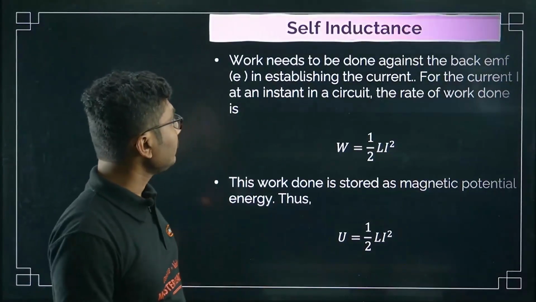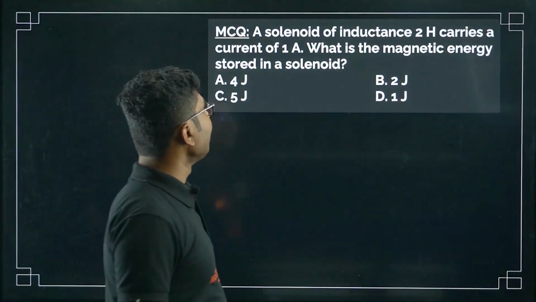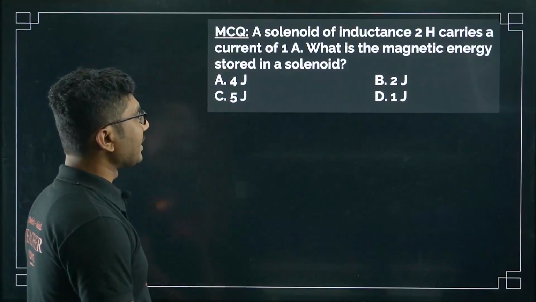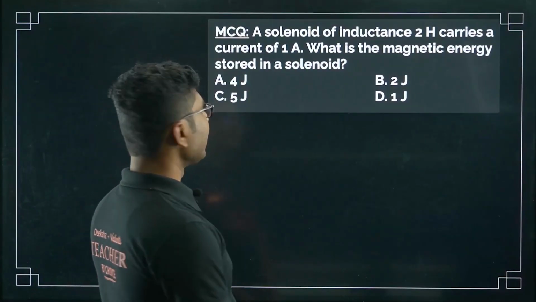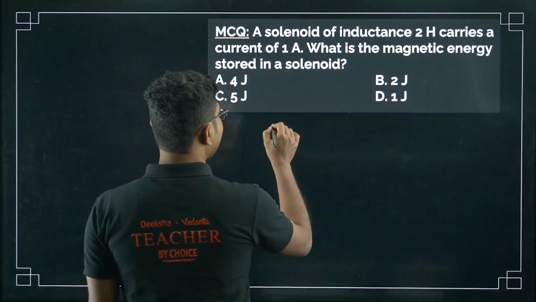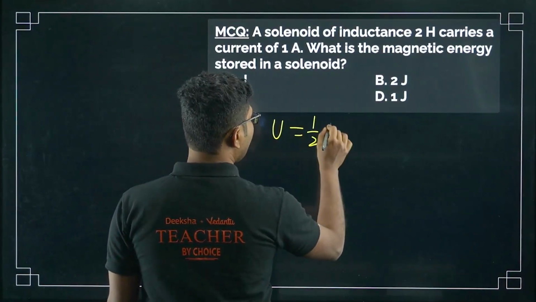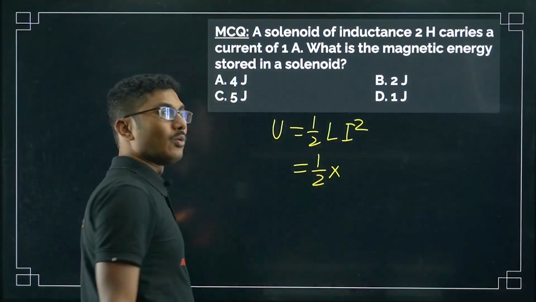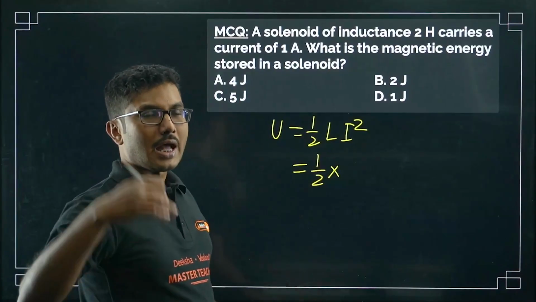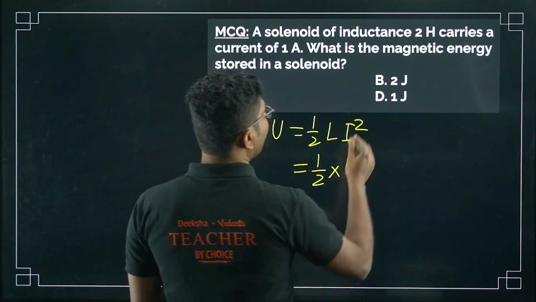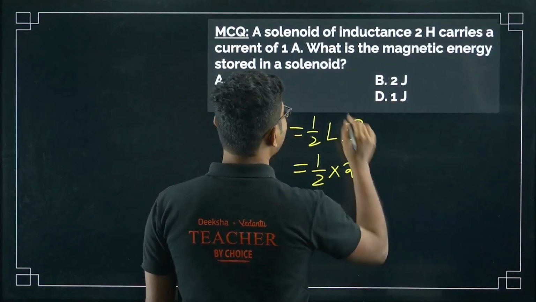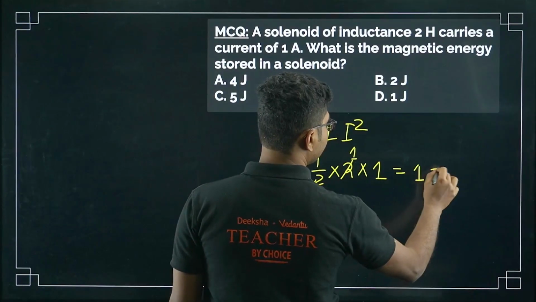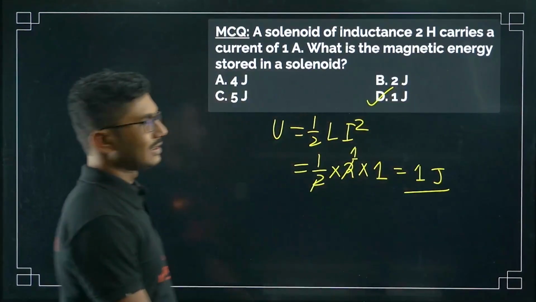Okay, now let's see one problem. A solenoid of inductance 2 Henry carries a current of 1 ampere. What is the magnetic energy stored in the solenoid? Easy question. So magnetic energy stored in the solenoid is half Li square. That is why I gave you, this is sometimes called magnetic energy stored or work done to establish the current. Both have the same terminology. Self inductance is 2 Henry and current is 1 ampere. So it is basically 1 joule. So 1 joule is the answer, right?